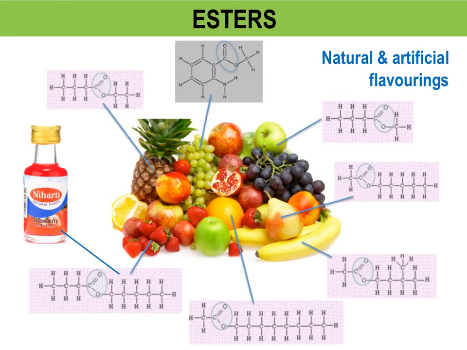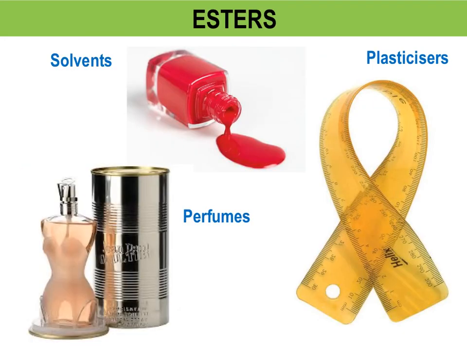There's a collection of fruit here, and the molecules that give some aspects of those flavourings, you can see, are all esters, or a lot of them, or the ones that we're showing here are esters. Then with solvents and plasticizers, you've got a plastic ruler that can be bent, doesn't shatter, it's not brittle, and then perfumes, obviously.